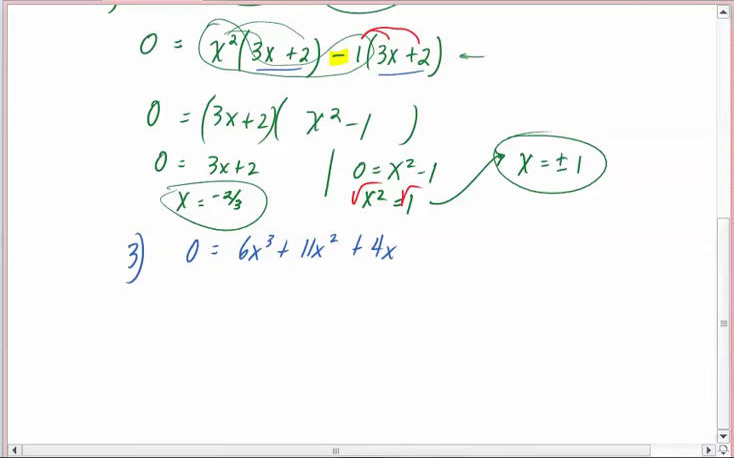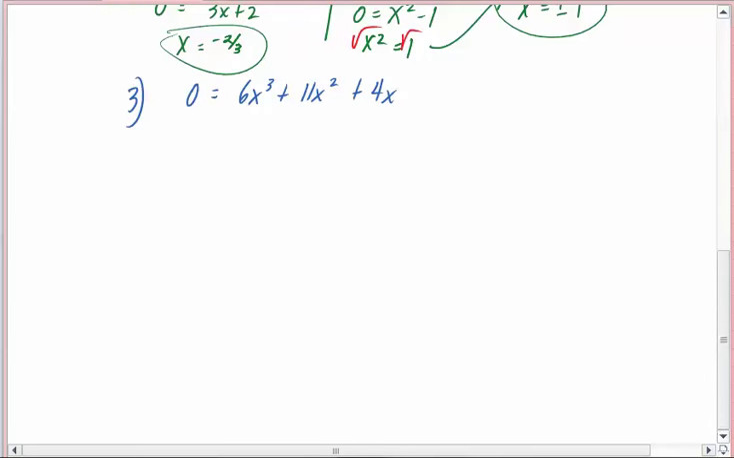Okay, let's go ahead and take a look at one more. This one's a little bit different in that I'm not going to factor it by grouping. I don't have 4 terms. I am going to look for the greatest common factor, and I do see that there's an x that can come out. So that's going to leave me that.